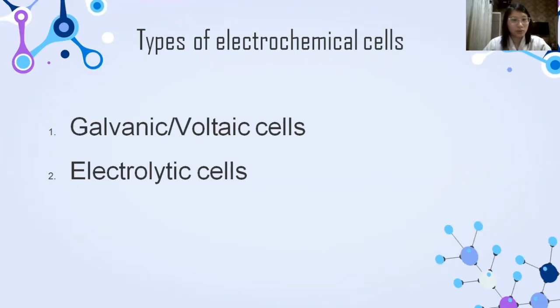There are two types of electrochemical cells. First is a galvanic cell or voltaic cell. In this type of cell, energy is released by a spontaneous redox reaction that is converted to an electrical energy. This enables it to directly power objects such as a light bulb. While in the electrolytic cell, electrical energy is used to drive non-spontaneous redox reaction.